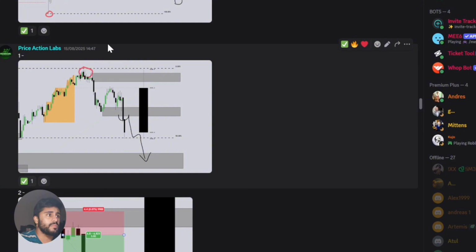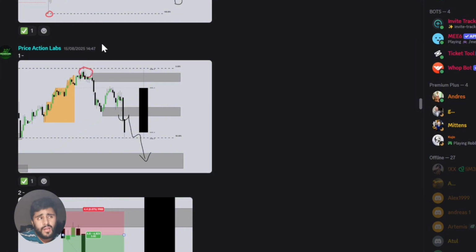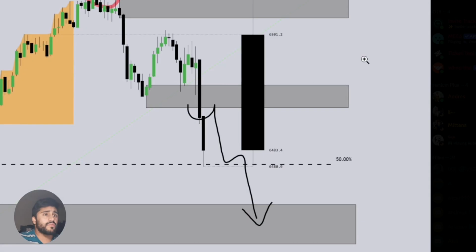So this was my pre-market game plan. This was 14:47, so that's going to be 9:47 Eastern. What we're looking for here, very simple, is we have our structural high over here, and we're simply looking to sell from the premium back down to the discount. That's all we're looking to do.